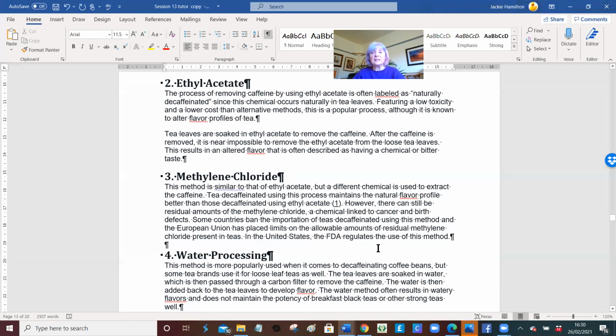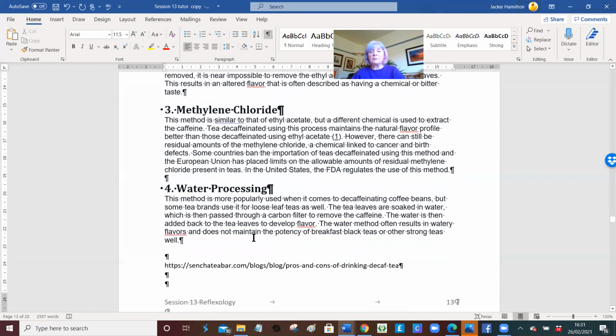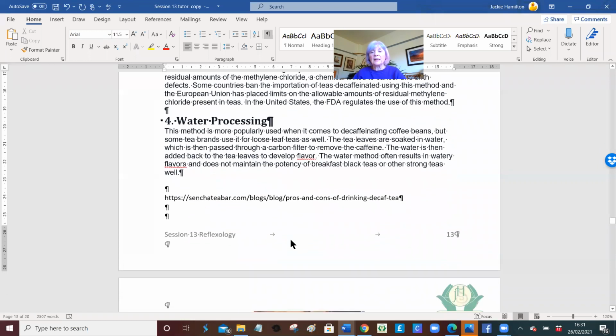So it would be best to find out how your decaffeinated product is decaffeinated, and there's also a water one. There's a water processing one, and the problem with that is it takes the flavor out. I got that from this blog here. I just looked it up, the pros and cons of drinking decaf tea.